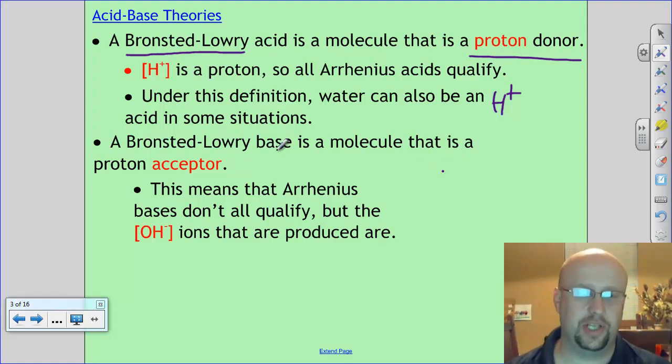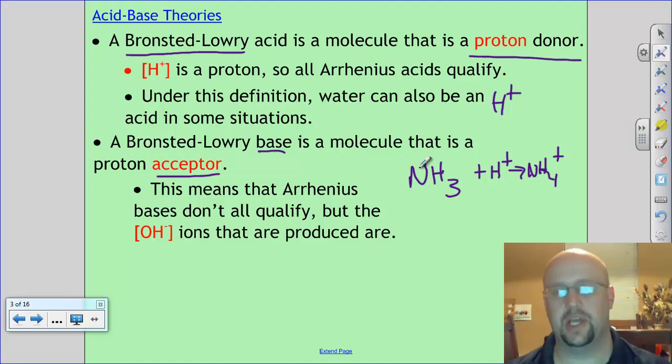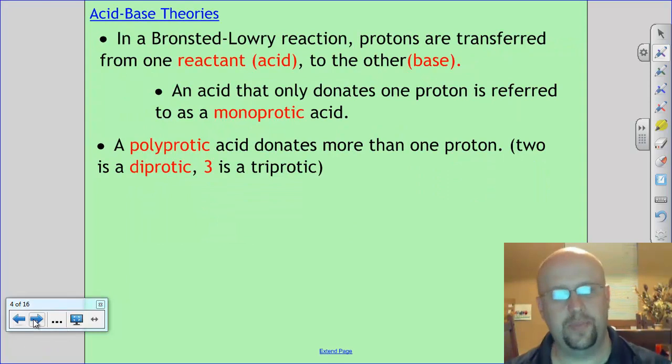On the Brønsted-Lowry bases, it has to be a proton acceptor. Now, what does that mean? So, a good example, and probably the most common one of a Brønsted-Lowry base is NH3, because what NH3 does is that you can add an H+ to it to turn it into an ammonium ion. There's no hydroxide anywhere in this, but this NH3 does accept this H+ here, and that's what makes it a Brønsted-Lowry base. Okay, so those are the two most common.